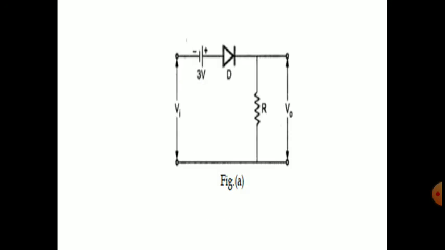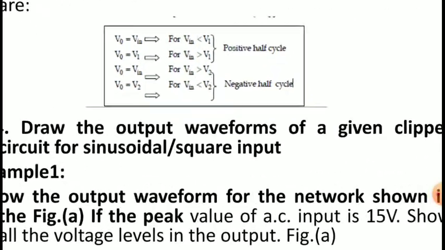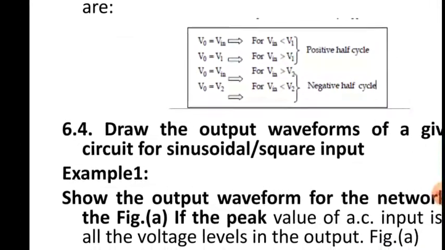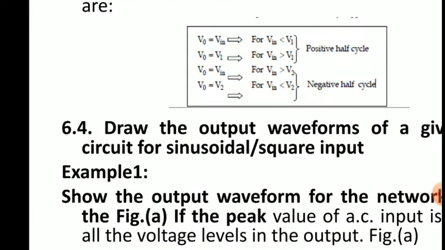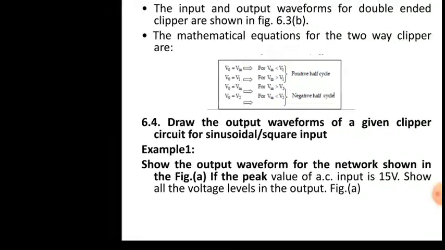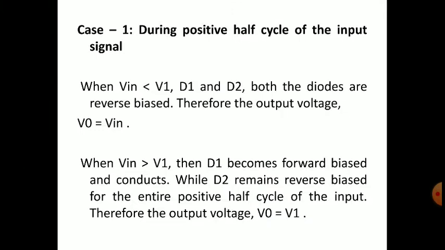Now understand the theory portion. This is the most important, that is the equation. V output is equal to Vin when V input is less than V1 and V input greater than V1. And for the negative half cycle we should consider the V2 value, V input greater than V2 and V input less than V2. Now see the theory part and understand those equations.